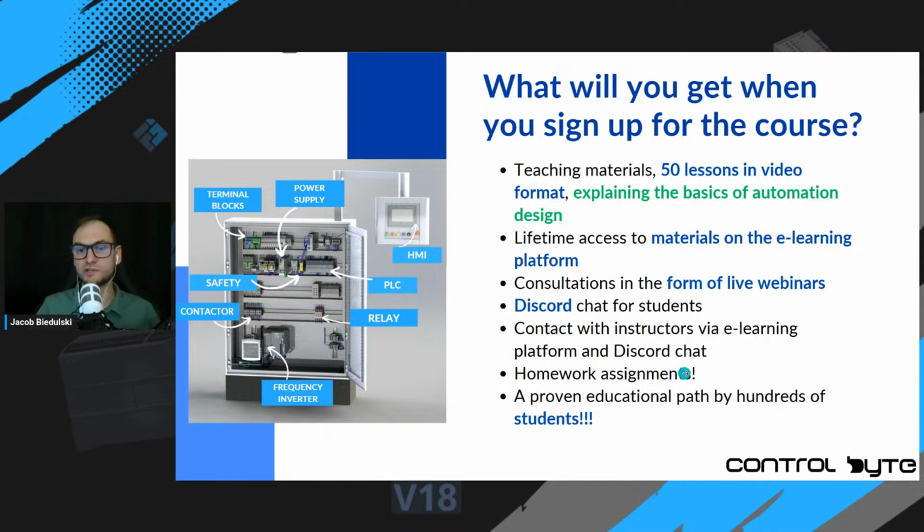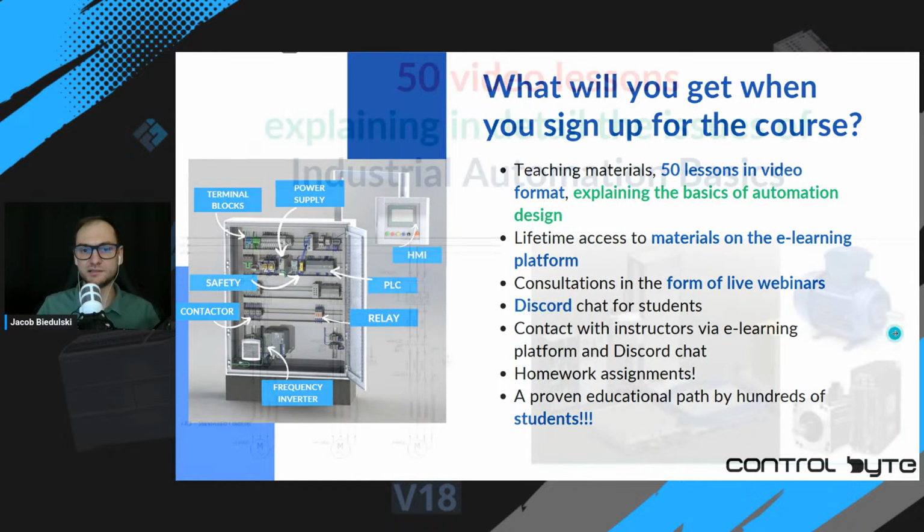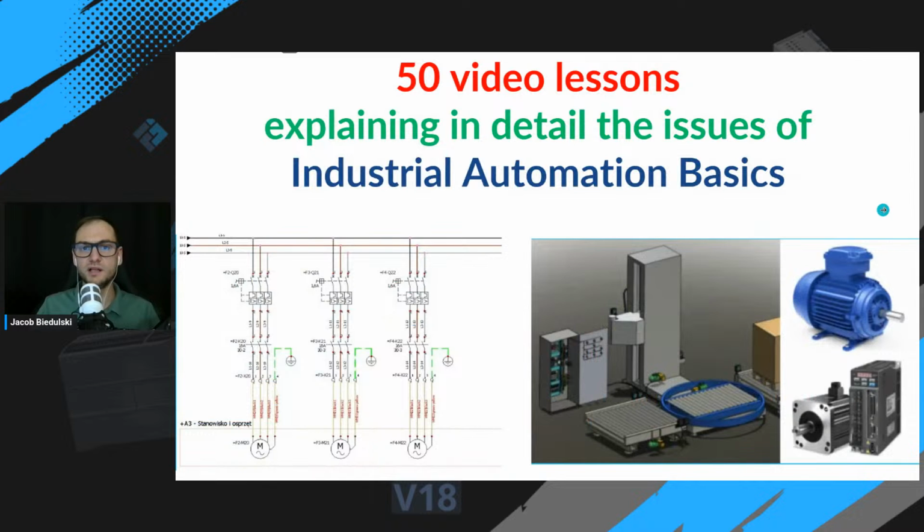You will have homework assignments. This is the best part of our course because this is not only the videos, but you have also some assignments to complete. We have a proven educational path by hundreds of students. So you'll get 50 video lessons explaining in detail the topics of industrial automation.